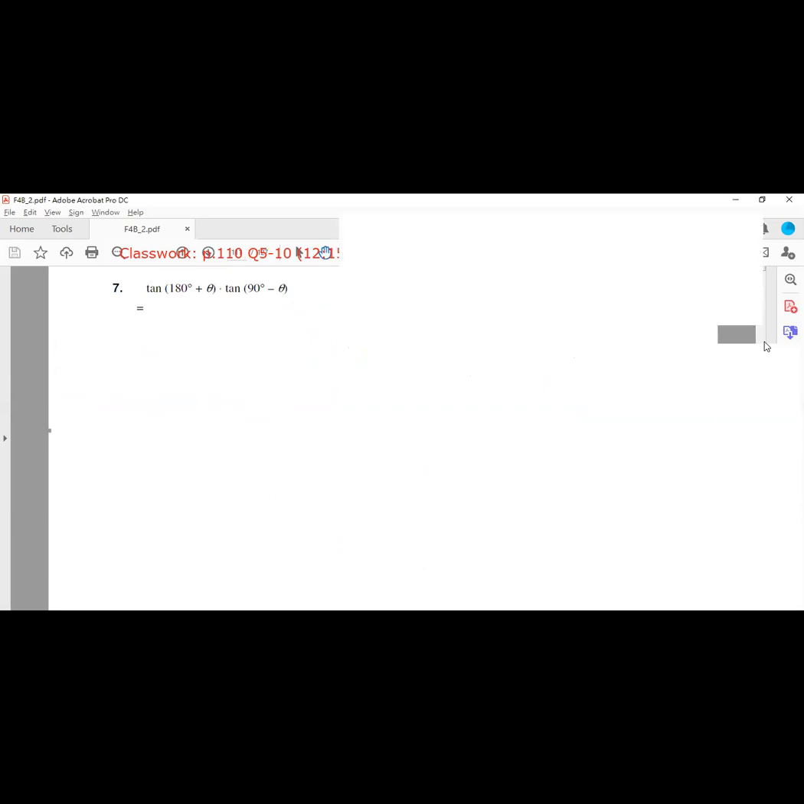Number 7. Tangent 180 degrees plus theta. Okay, so tangent 180 degrees plus theta. And we need to do this. Okay, 180 degrees first. And then plus theta is going in the same direction a little bit more.